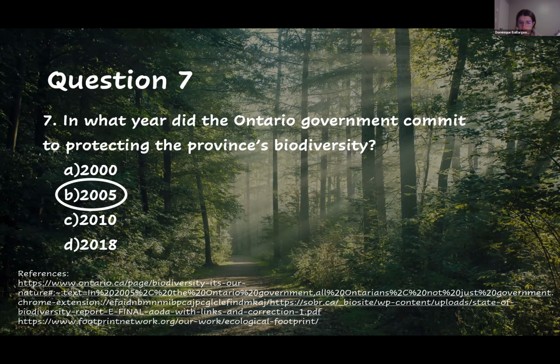So between 2005 and 2015, Ontario's ecological footprint was reduced by 28%. However, biocapacity, which is the capacity of ecosystems to regenerate what people demand from those surfaces, has declined as Ontario's population has increased. Very interesting.